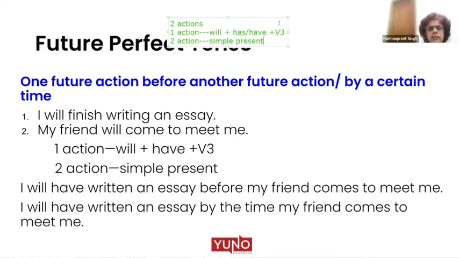Let's look at the example which is there on the slide. Suppose I want to talk about two actions which are going to happen in future. One action is I'm writing an essay and that essay is going to be finished. And the second action is my friend is coming to meet me. So these are the two actions which are going to happen in future. Which is the first action? What structure will it take? Will plus has have plus V3, and the second action, simple present. And how do we combine the two? I will have written an essay before my friend comes to meet me.